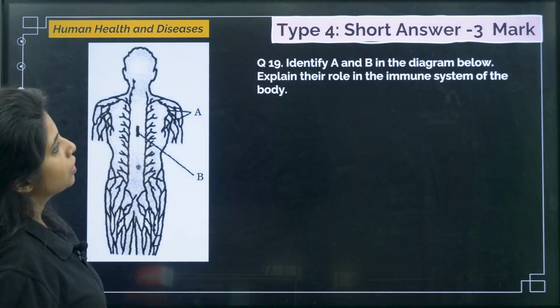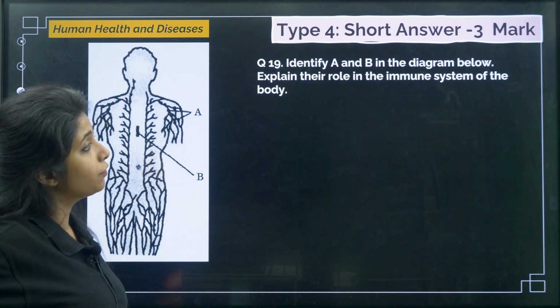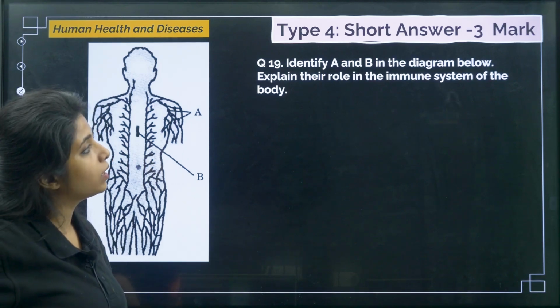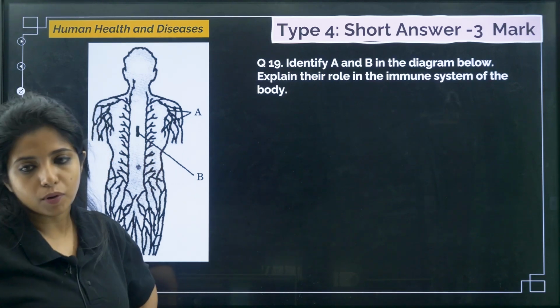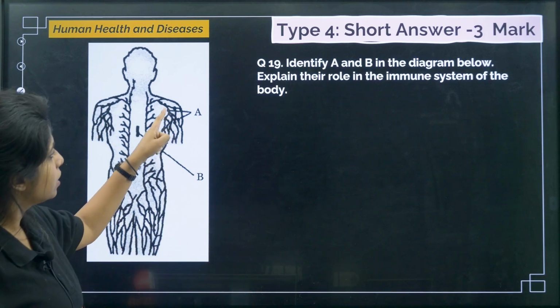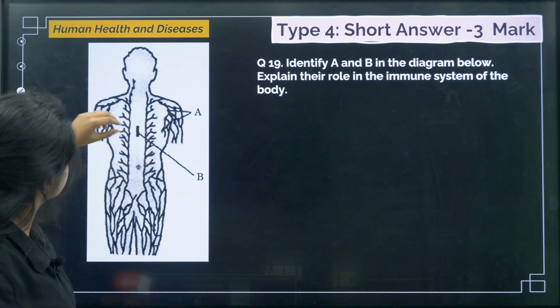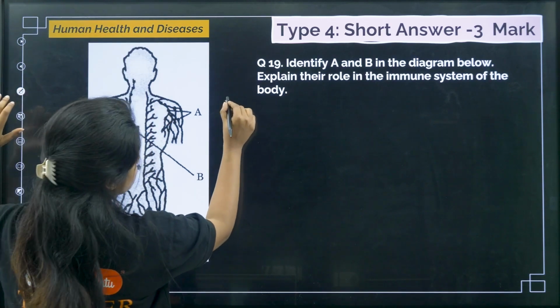Going ahead. Short answer type, 3-marker question. Identify A and B in the diagram given below. Explain their roles in the immune system of the body. What do you think A is? So A is basically the swollen parts. Over here they have mentioned something like this, where this comes.